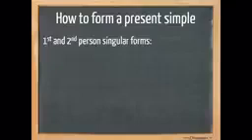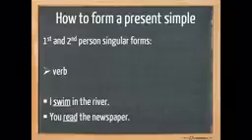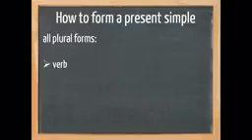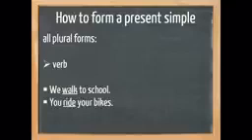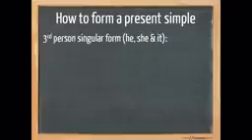For the first and second person singular forms, we simply use the infinitive form of the verb. For example, I swim in the river. You read the newspaper. For all plural forms, we do the same. We use the infinitive form of the verb. We walk to school. You ride your bikes. They study English.